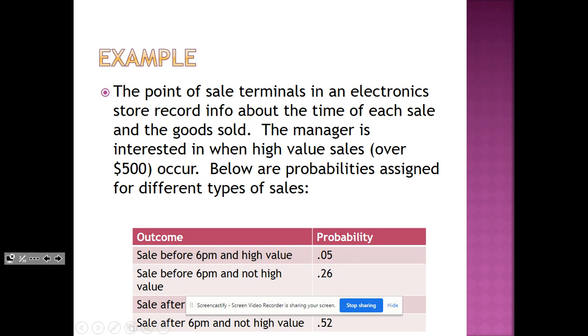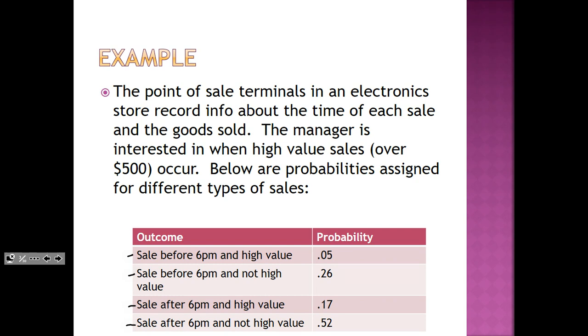So first example here. Looking at the point of sale terminals in a store, in this case an electronics store, which record info about the time of each sale and what goods were sold. The manager is interested in when the high value sales occurred. High value sales were over $500. We've got some probabilities for each of those: before 6 p.m. and high value, 0.05; before 6 and not high value; after 6 and high value; after 6 and not high value. So we can make a Venn diagram representing this.